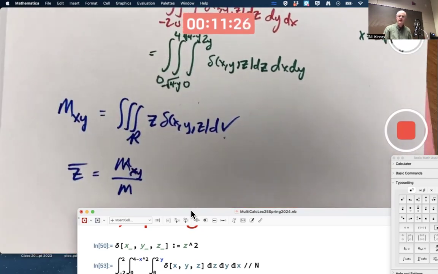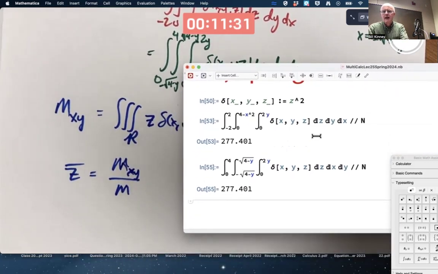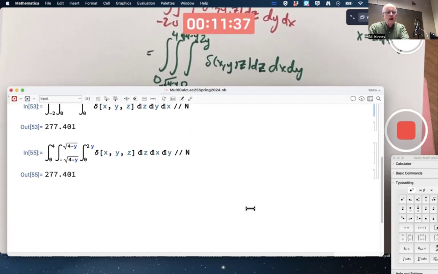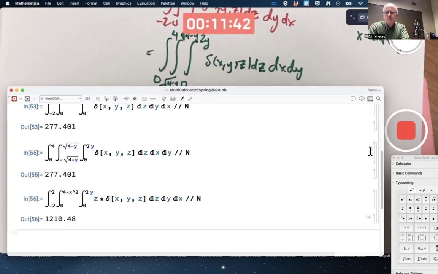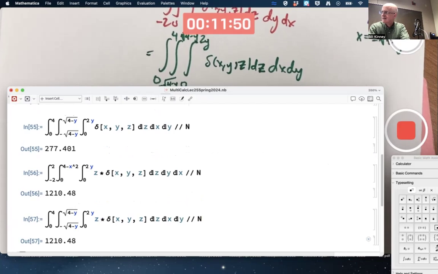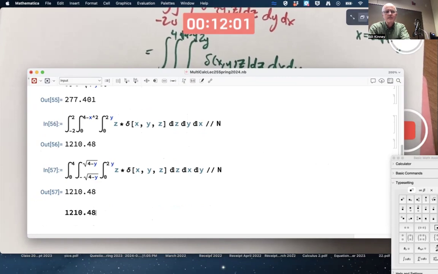We just found m to be 277.4. mxy, let's check it with both orderings. I need to multiply by z. 1210.48. Check it with this one too. 1210.48. So again, it doesn't matter what the function is. You get the same answer if you set up the integrals correctly. As far as the center of mass goes, the moment is 1210.48. The mass itself is 277.401.